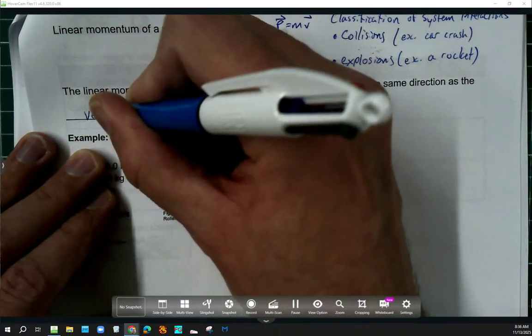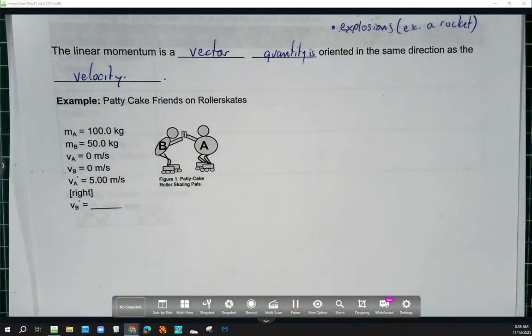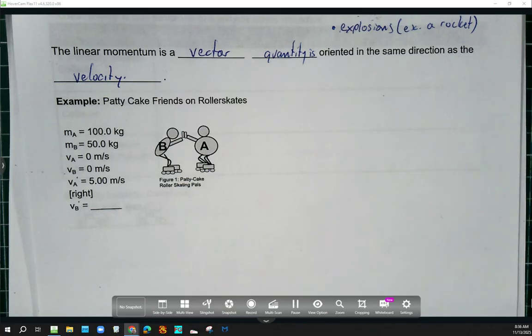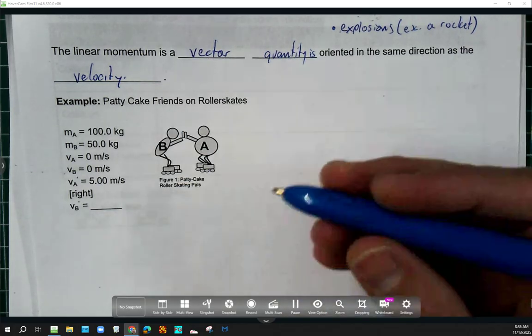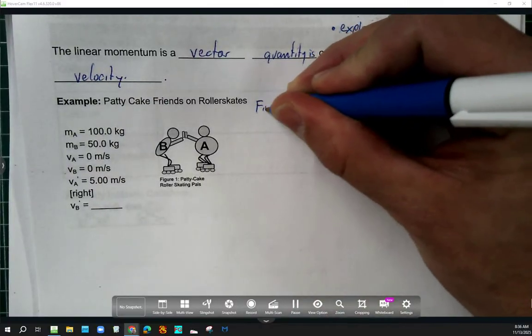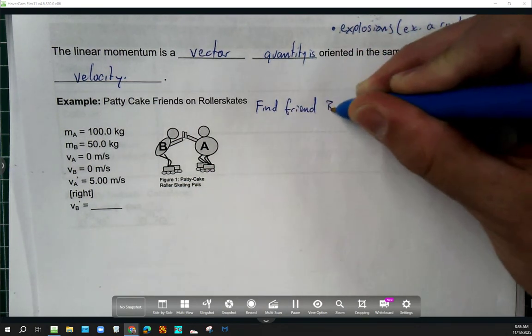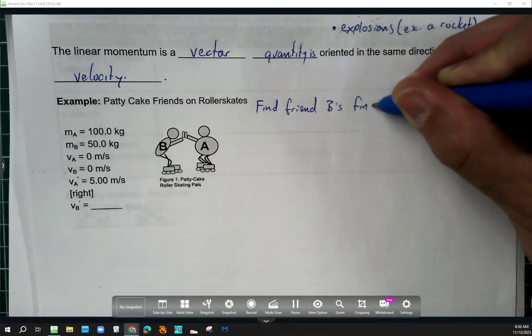So we know that idea already, but here I've got these two people, and they're good friends, person B and person A, and figure 1 shows that they're playing patty cake while on roller skates, as one does, right? So they're sitting on their roller skates. We're going to say that the roller skates are perfectly frictionless, and that's important here for how you play patty cake when you're pushing off of each other. But we'd like to find friend B's final velocity.